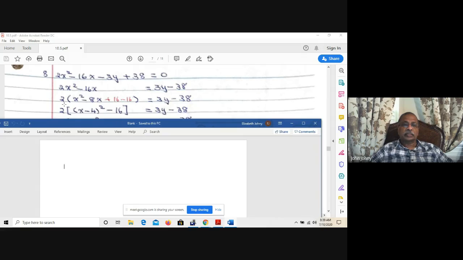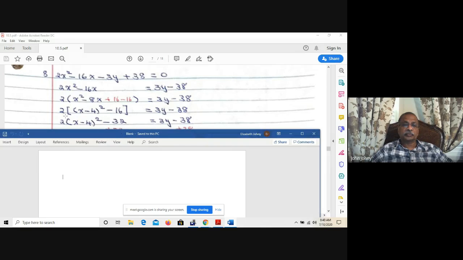And that is 2 times. Now you factor the first 3 terms. That is the square of x minus 4. So 2 times (x minus 4) the whole square minus 16. So this up to this 16 you factored, and then this negative 16 stays there. Now distribute the 2. That is 2 times (x minus 4) the whole square minus 2 times 16, that is negative 32, is equal to 3y minus 38.